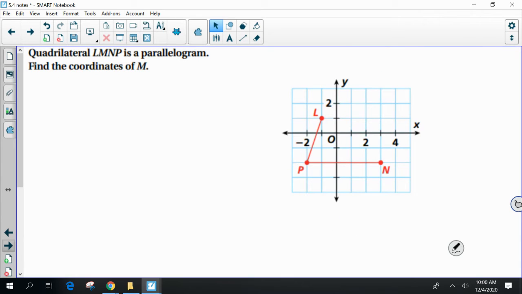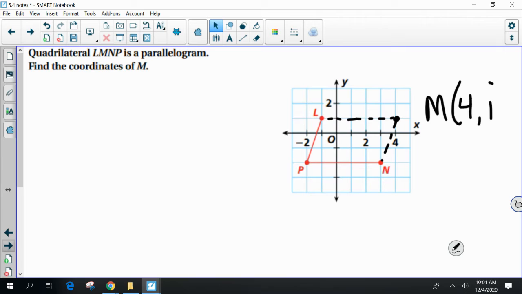Okay, so quadrilateral LMNP is a parallelogram. Find the coordinates for M. So remember, a parallelogram is like a slanted rectangle. So where would I put point M? Right here. Does that look right? So M would be at 4, 1.